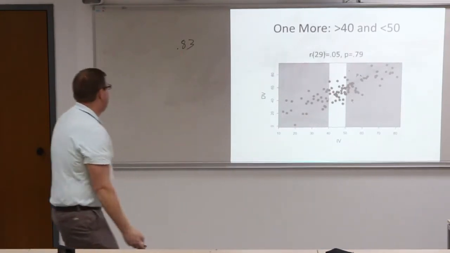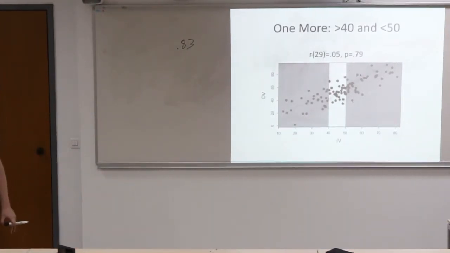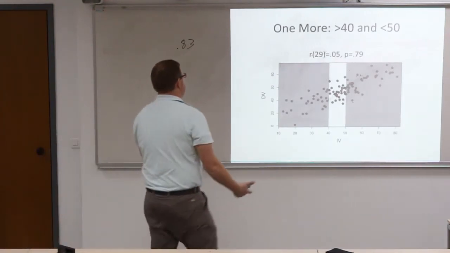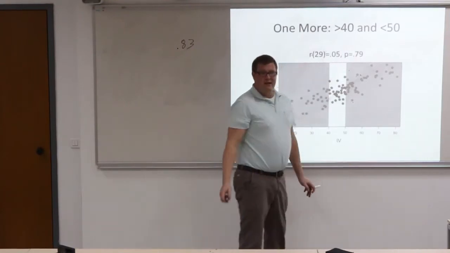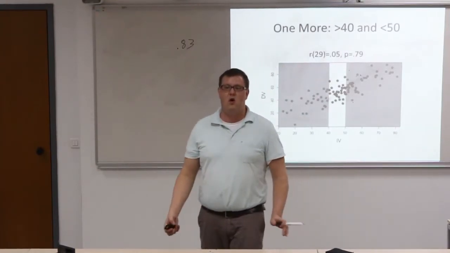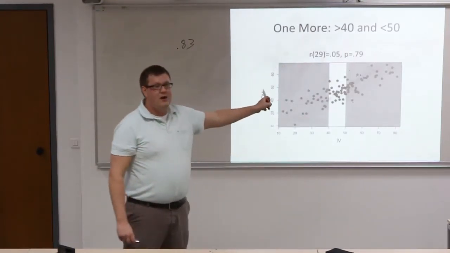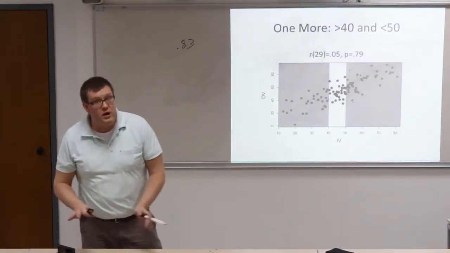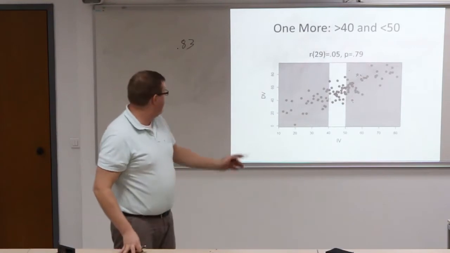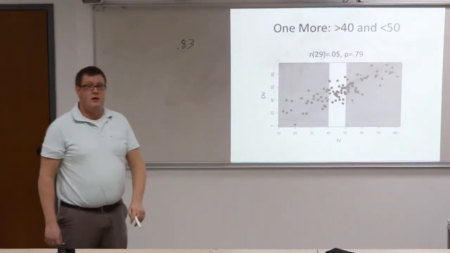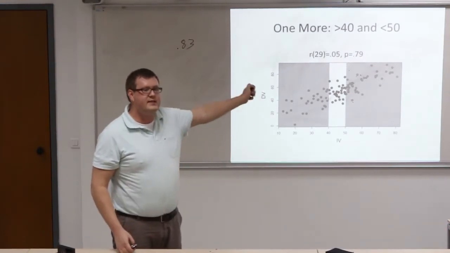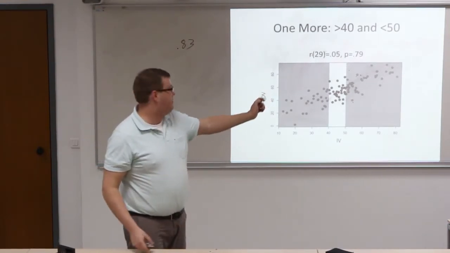Huh. It is much weaker. Much, much weaker. Very much less. It is no longer significant. The probability of observing a correlation that strong or stronger when there is no correlation in the population is 0.79. So about 80% of the time, if there's no correlation, you would see something that's that strong, right?